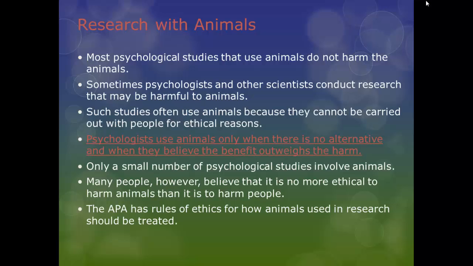It may seem cruel at first, but when you think that without animal research, there would be no vaccines for deadly diseases, no insulin treatments for diabetics, no transplants, and so on, then the benefits to humankind far outweigh the hazards to which the research animals are exposed. But the ethical consideration is that most psychological studies that use animals do not harm the animals. Some of them do conduct research that may be harmful to animals, but they only do it when it cannot be carried out with people for ethical reasons. They only use animals when there is no alternative and when they believe the benefit outweighs the harm.